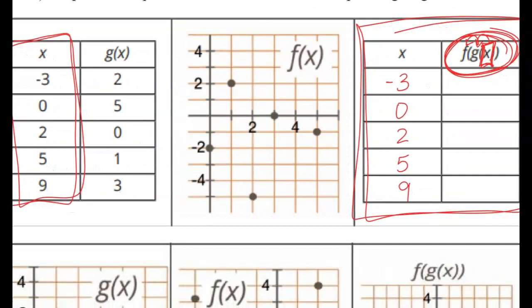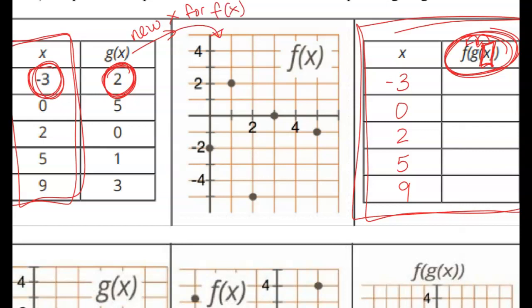So first, if I'm looking at -3, my g of x output is 2. Then this is like your input into f of x. This is like your new x value, the new x for f of x. You're taking 2 and finding 2 on the x-axis for f of x. So you're looking for points that have 2 as the x value.